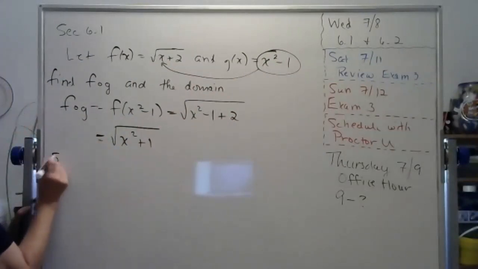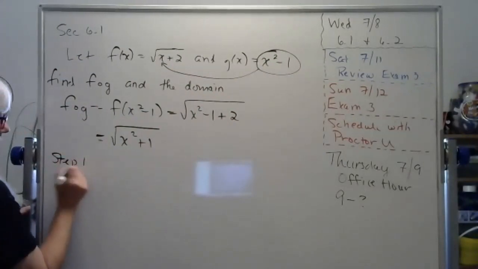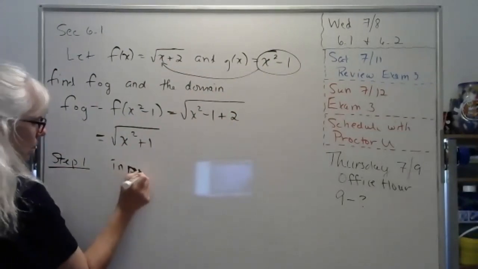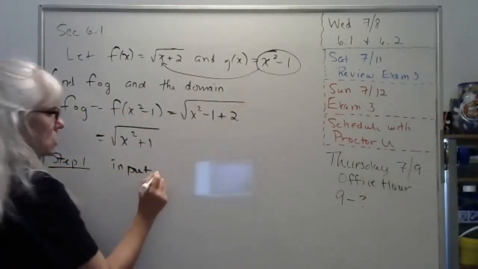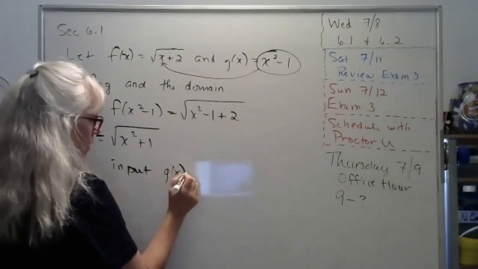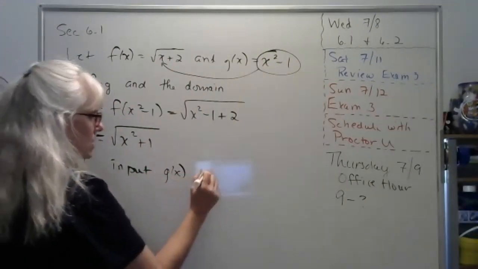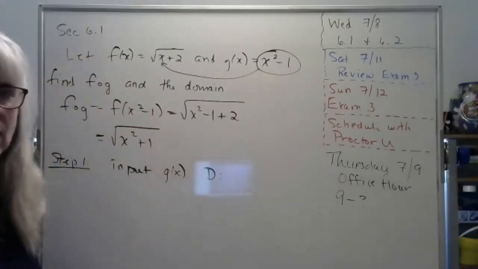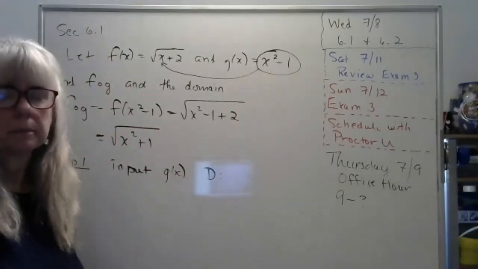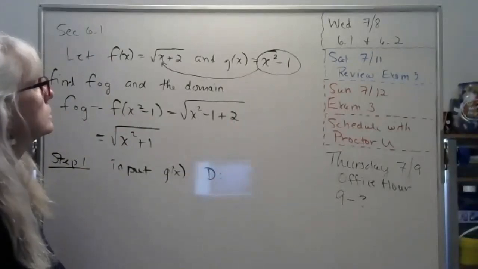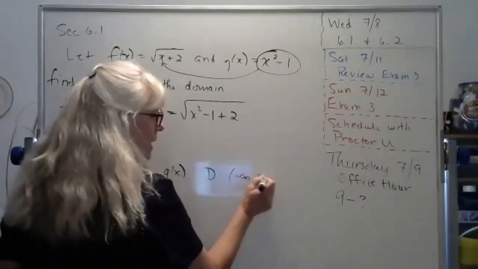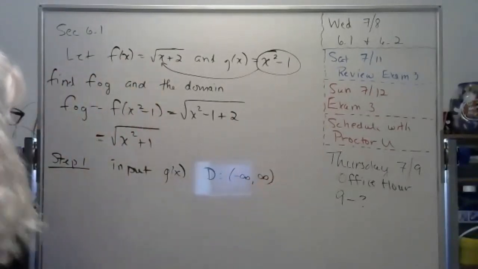So let's walk through our steps again from yesterday. So step 1 is to find the domain of the input. And in this problem, the input is the g of x. So when I look at g of x, what is its domain? Does g of x have any restrictions on it? Does it have any radicals or square roots in the denominator? No. No. So its domain is all real numbers. So it does not add any restrictions to our answer.